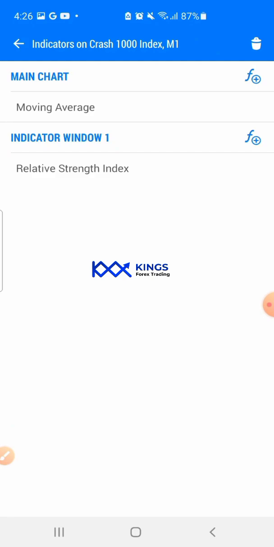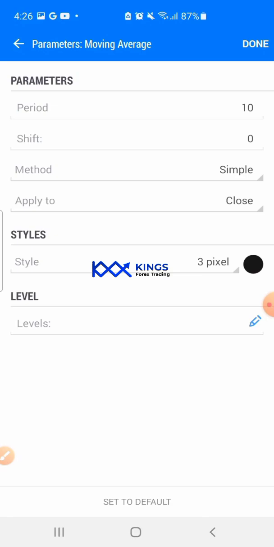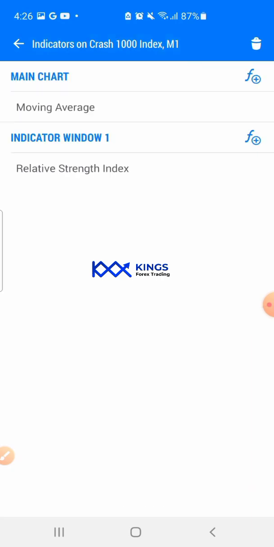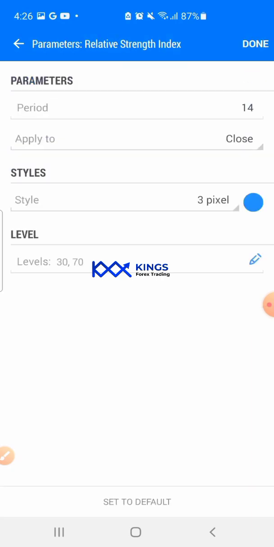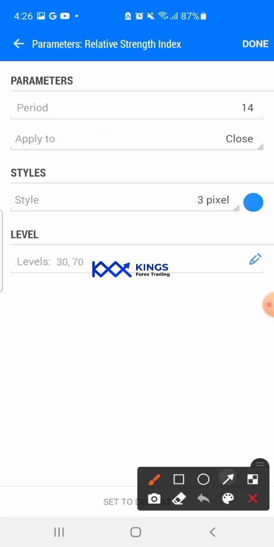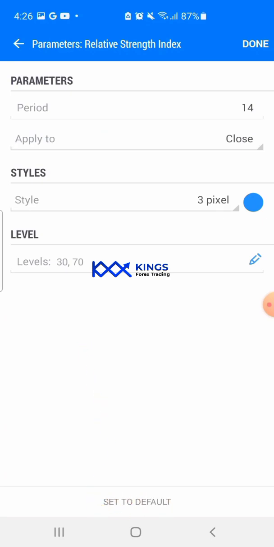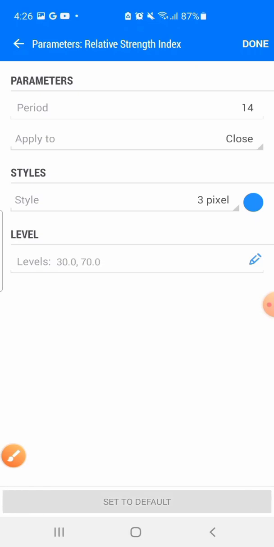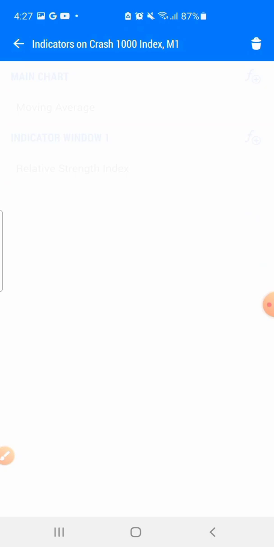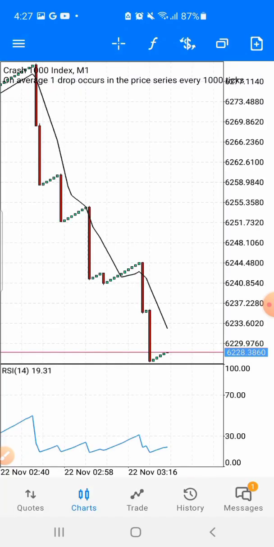So the setup we have, I told you we are using only two indicators right here. The first one is moving average 10. You can screenshot this and set it up yourself. Then the next indicator is RSI. Leave it by default. Even if you have changed your own, just click on set to default and it will reset to period 14 and all that. So that's that for the setup, guys.